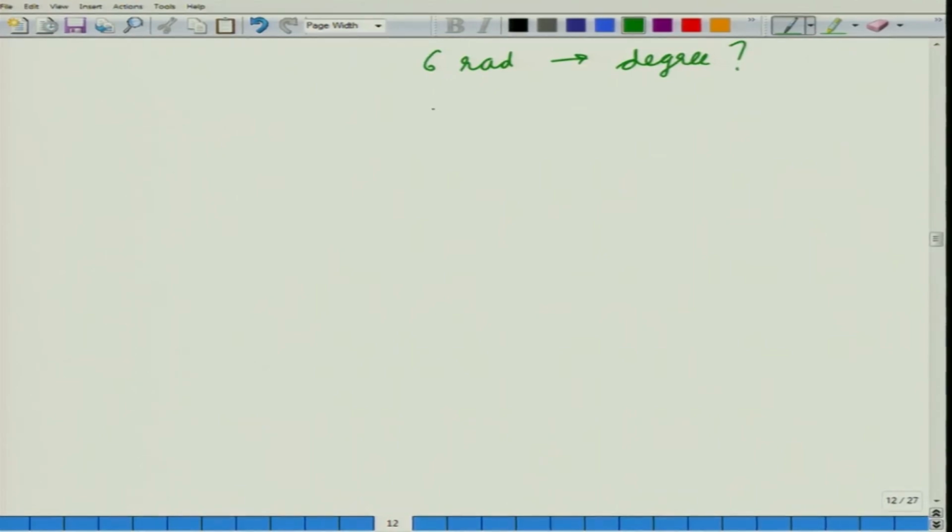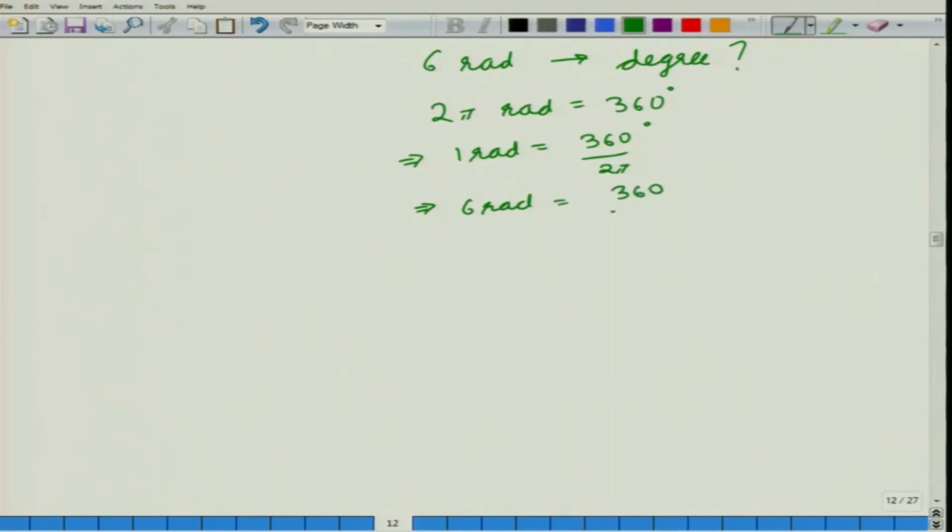Again, 2 pi radians is equal to 360 degrees. So, 1 radian is equal to 360 upon 2 pi degrees. So, 6 radians is equal to 360 upon 2 pi into 6, which is equal to 343.95 degrees.